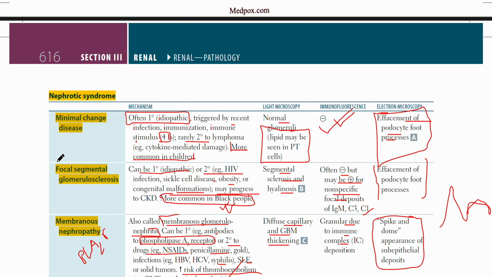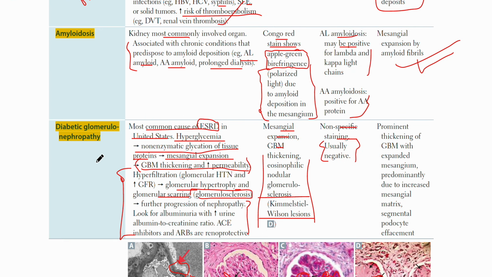So which one of that was negative? Minimal change disease was negative. Now there is diabetic glomerulonephropathy, which is also negative. There is prominent thickening of GBM with expanded mesangium in electron microscopy, predominantly due to increased mesangial matrix and segmental podocyte effacement. This is the reason why diabetic glomerulonephropathy looks like this in electron microscopy.